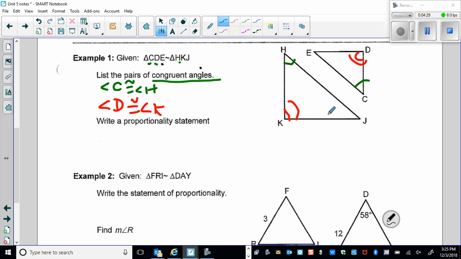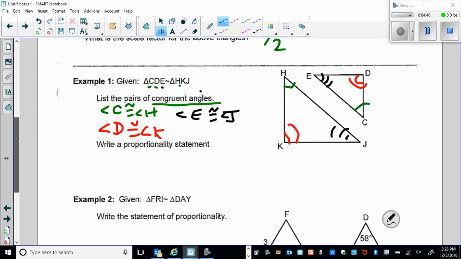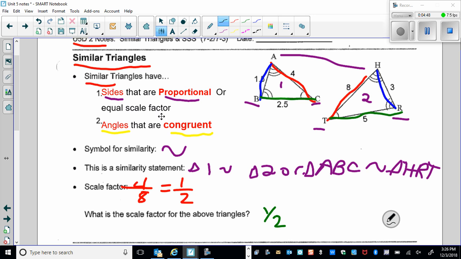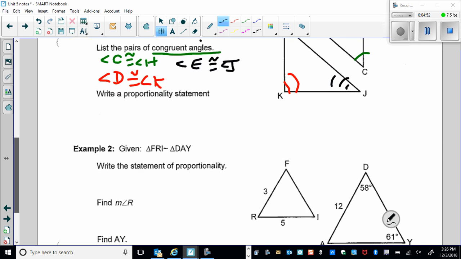And then the last one is E is congruent to J, right? E and J. So J is here, that would be the 3 line, and E would be the 3 line. So I can say angle E is congruent to angle J. Okay, that is your congruent angles. When they ask you for a proportional statement, since the sides are proportional, I have to write a statement of proportionality.